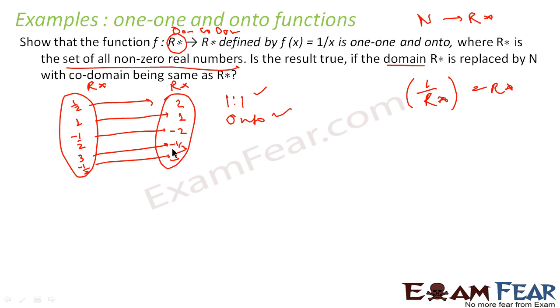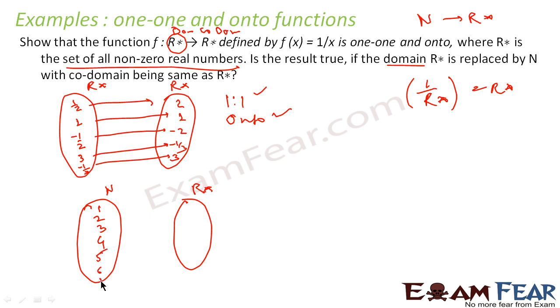Now the question says we are changing the pattern. Instead of R star to R star, it is N to R star. Now the question is whether it is one-one and onto or not. Since this is the set of natural numbers, it will be numbers like 1, 2, 3, 4, 5, 6 and so on. 1 by 1 is 1, 1 by 2 is 1 by 2, 1 by 3 is 1 by 3, 1 by 4 you get 1 by 4, 1 by 5, 1 by 6, like this. Correct? This kind of number.